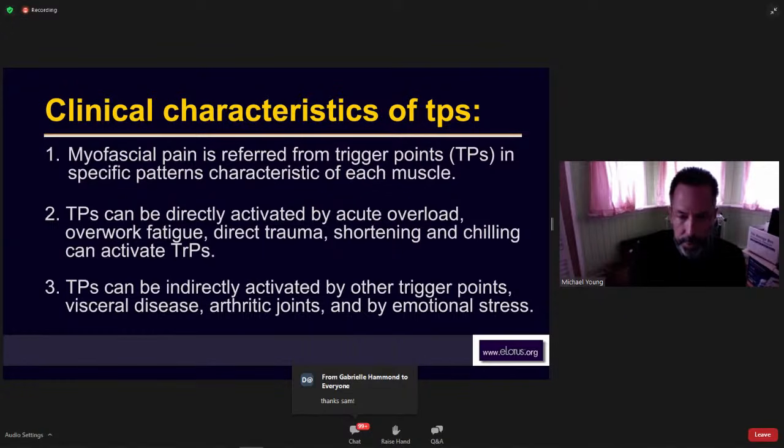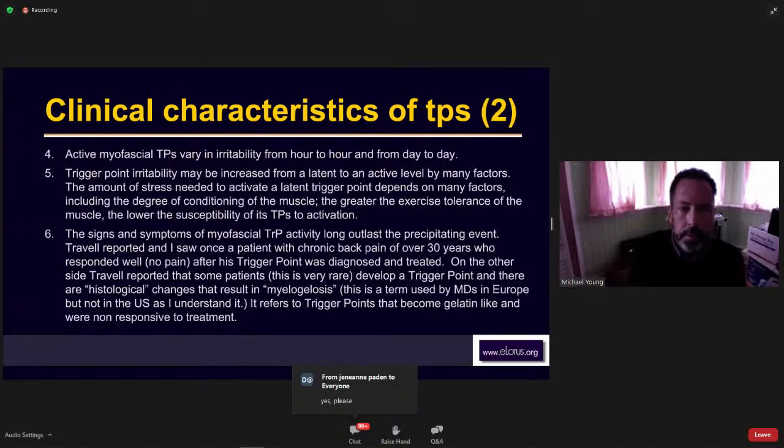especially if you and a friend are carrying a big couch and he or she slips a little bit, and your instinct is to keep the couch from falling, and sometimes that will engage muscles that you're not used to. And then chilling, like wearing a damp bathing suit when the sun goes down and it gets cold, can set off trigger points. Viruses can also set off trigger points, so a lot of things can set them off. They can be indirectly activated by visceral disease, arthritic joints, and emotional stress. They can vary from hour to hour, day to day.